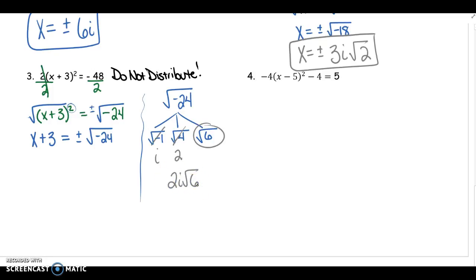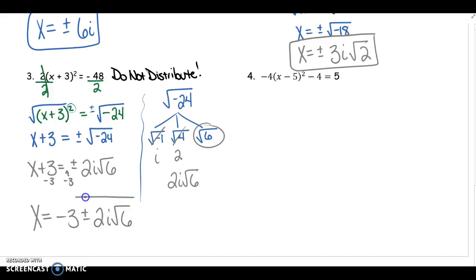Now we go back to our problem. x plus 3 equals positive or negative 2i square root of 6. Is our answer done? x isn't by itself yet. We need to subtract 3. But where do we put that minus 3? Before the plus minus. So x equals negative 3 plus or minus 2i times the square root of 6.